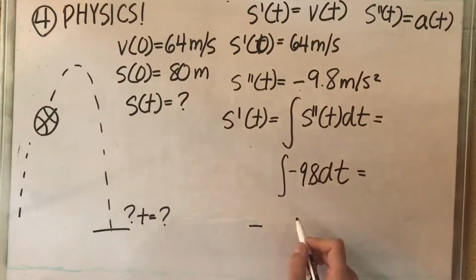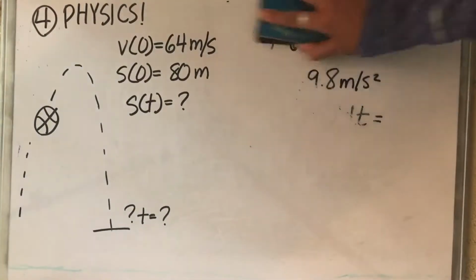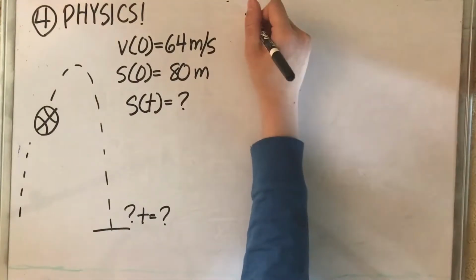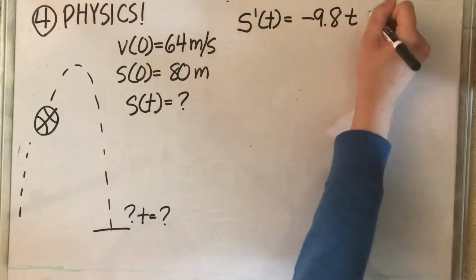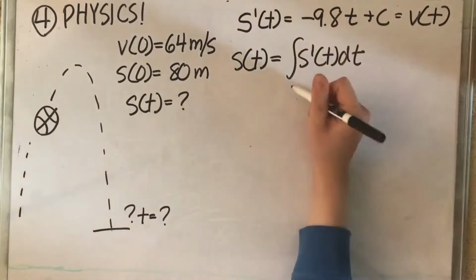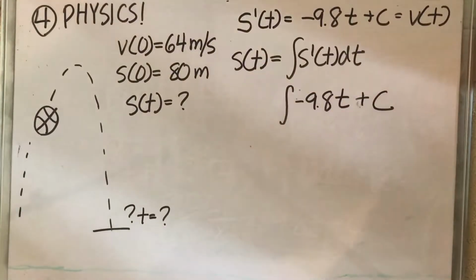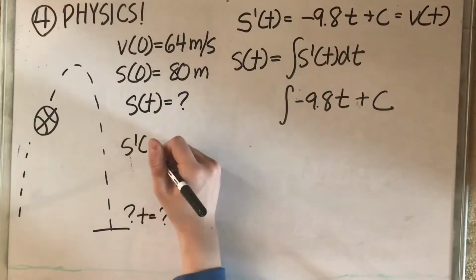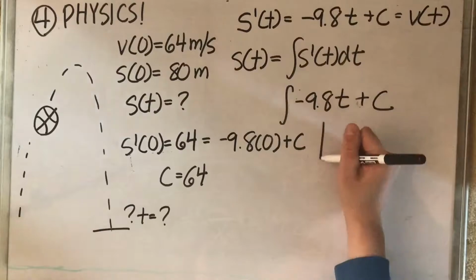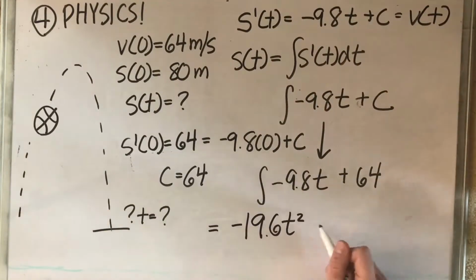This is why pencil is very important. So through integration, we can find s prime of t. So given our newly found s prime of t function, or our velocity function, we can now integrate that to find our position function. But first, we must find our c. Given the information that the initial velocity is 64 meters per second, we can use that as our c. And now we can integrate to find our position function.